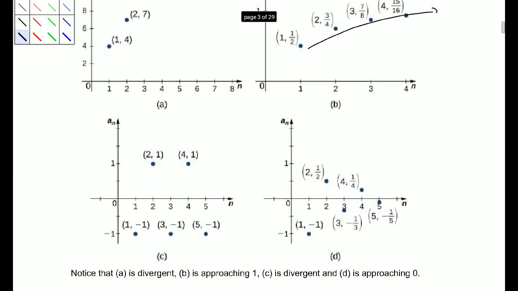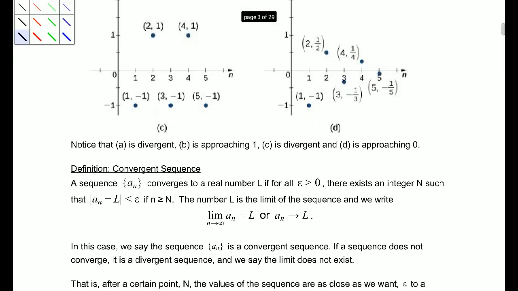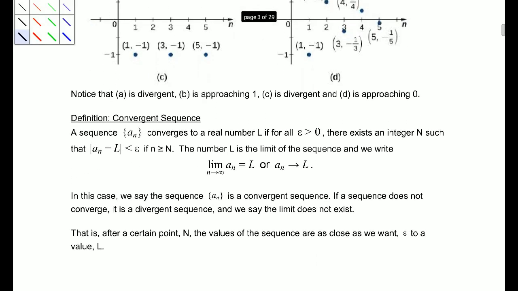Right, C is totally divergent. It is going back and forth between -1 and 1, -1 and 1, -1 and 1. It's not actually going anywhere. And the D there, it's approaching 0. These values are going positive and negative, but they're bouncing back and forth and getting closer to 0. Those are some examples. Now, here's the formal definition of a convergent sequence.